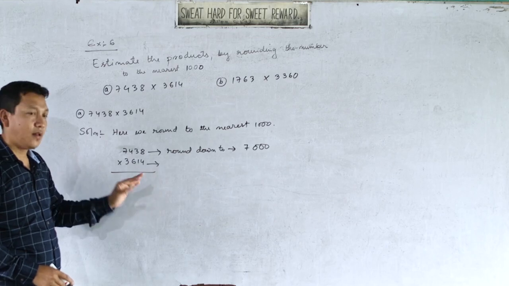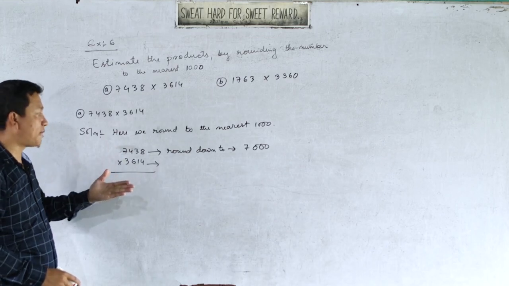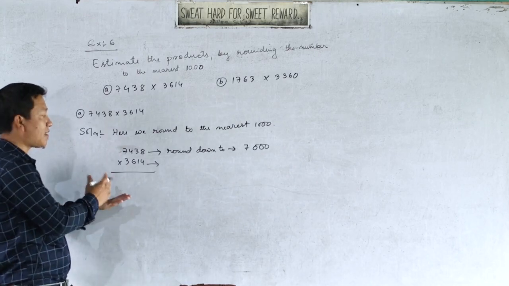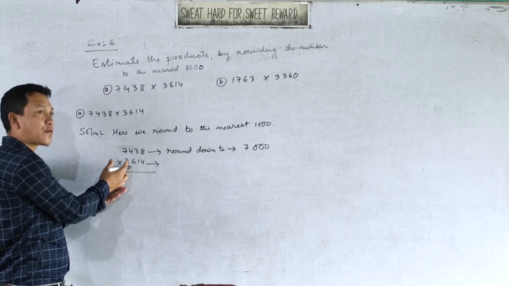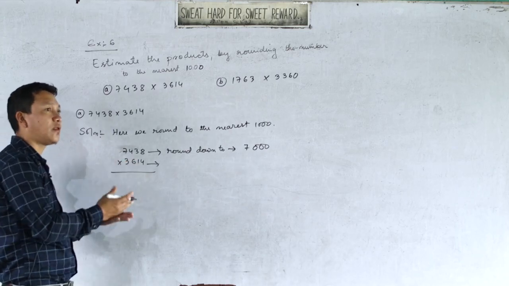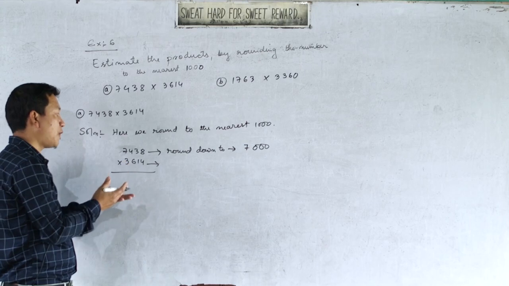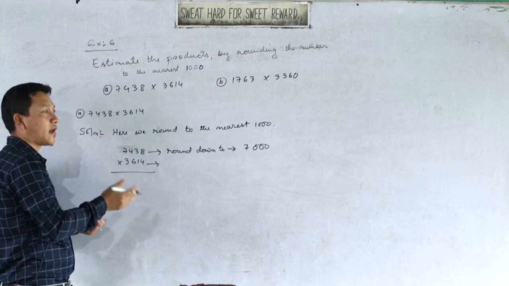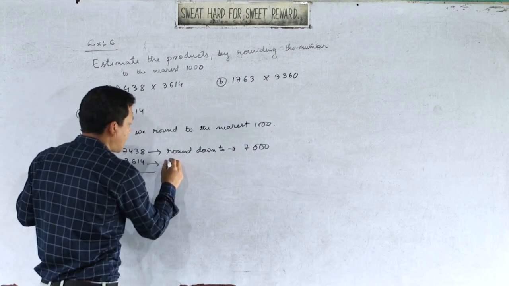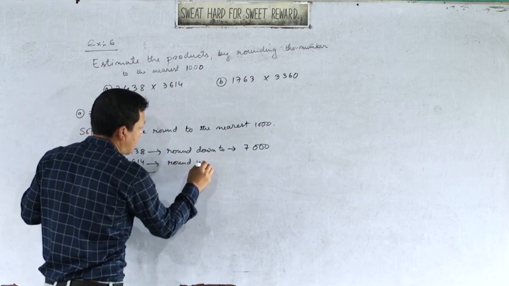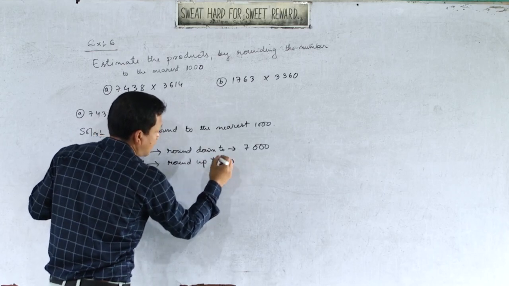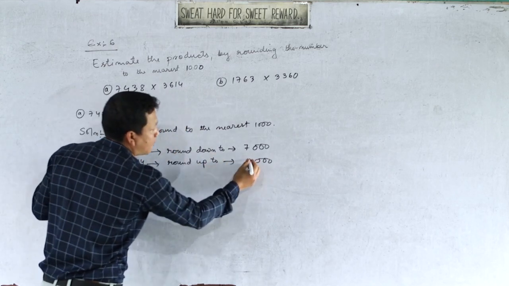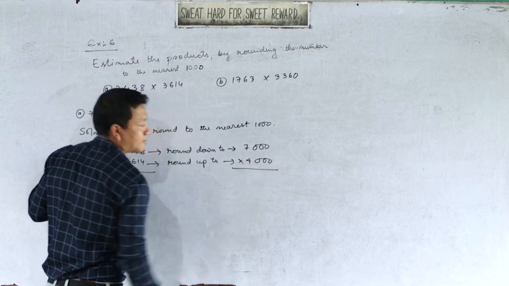614 is more than 500, so we should take the next 1000, which means 3000 plus 1000, the next 1000 of 3000 is 4000. Now round up to 4000, the next 1000. Multiply it.